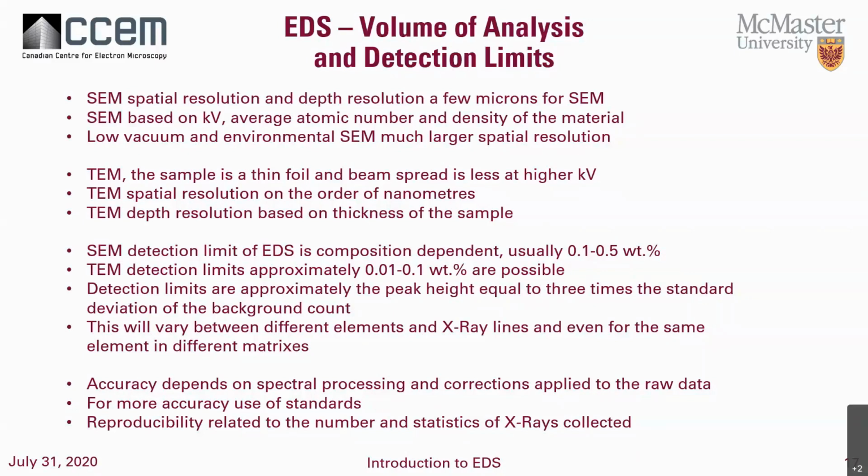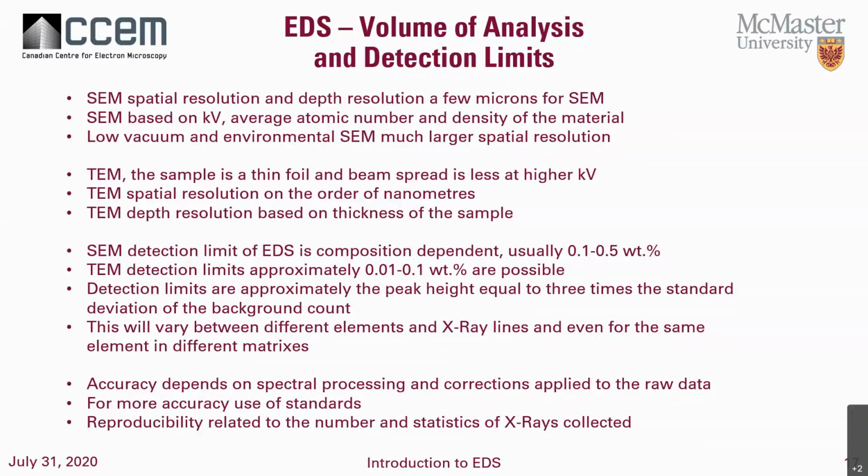The detection limits are usually around 0.1 weight percent, a little bit higher for lower atomic number elements. Beryllium, you may have some problems unless it's there in significant quantities. Same with boron. Detection limits for TEM tend to be a little bit better. It is possible to get trace element analysis sometimes.